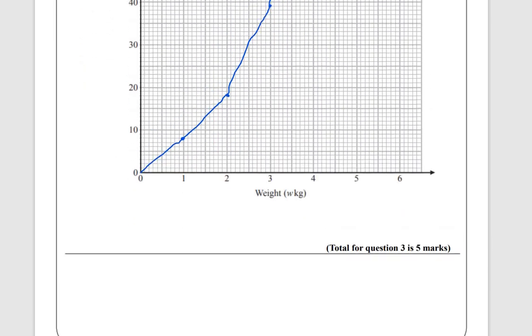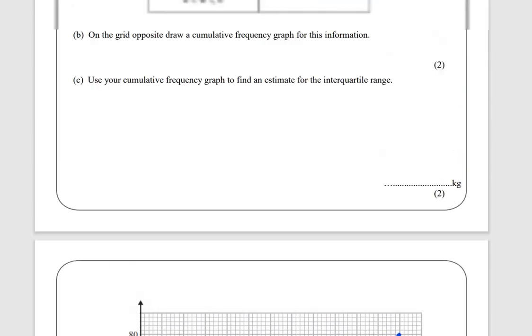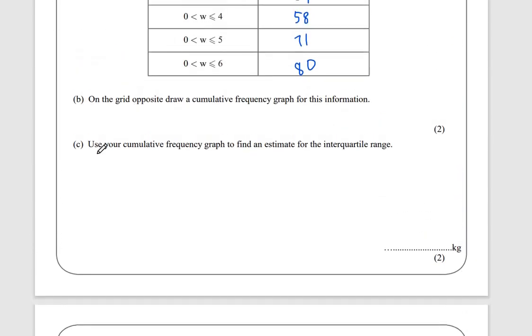And then now let's look at some of the following questions after this. So here we have a question that says, use your cumulative frequency graph to find an estimate for the interquartile range. Right, so interquartile range is the upper quartile minus the lower quartile. Now, what is lower quartile and upper quartile?